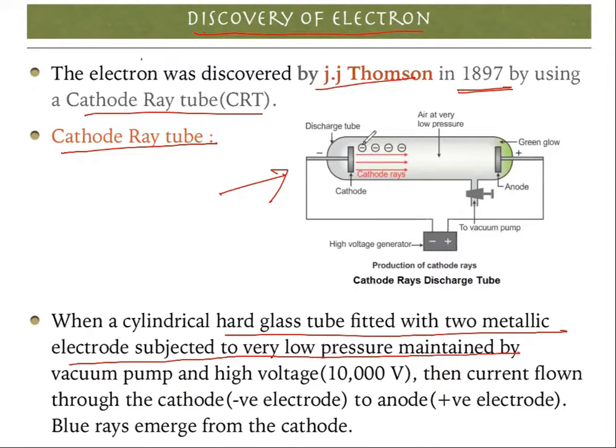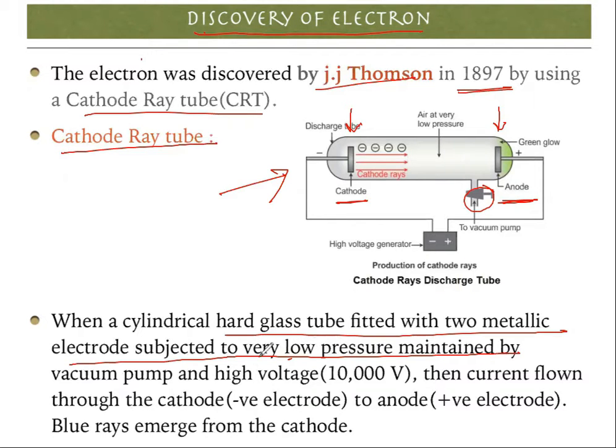You see this one is a glass tube. In the glass tube two electrodes are fitted. This is one electrode and this is another electrode. On the left hand side the electrode is called cathode and on the right hand side the electrode is called anode. Now this tube is maintained at low pressure. A vacuum pump is introduced to maintain the low pressure inside the tube.